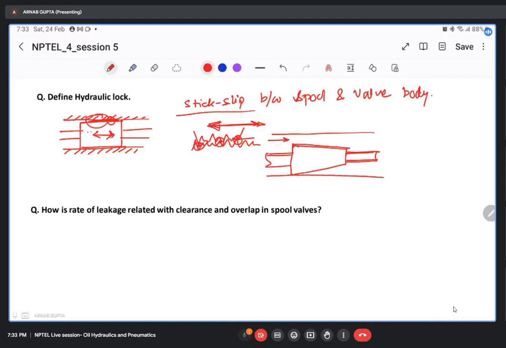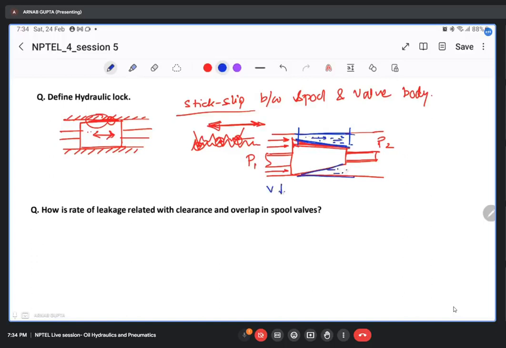So say this is the flow direction, or I would rather say that this is the pressure side. Suppose P1 is the higher pressure side, and this is the lower pressure side, P2. So if you look at this particular section from here to here, this is a diverging section, right? Where the fluid is flowing. So in this diverging section, what happens?